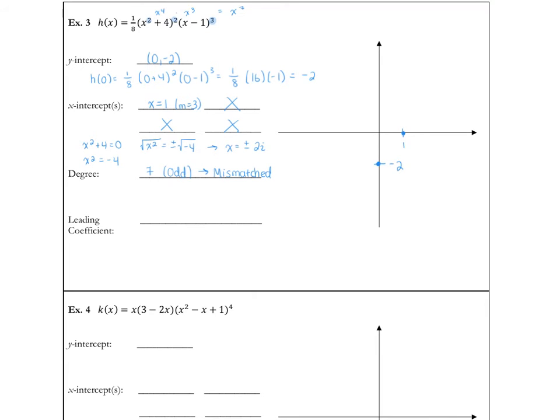My leading coefficient, let me just look inside. There are no coefficients in here, so the leading coefficient, I can be pretty confident, is just 1/8. And that's positive. So if my leading coefficient is a positive 1/8, that tells me that I'm going to start at the bottom and end at the top. So I start at the bottom, end at the top.